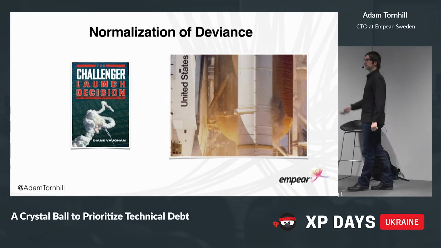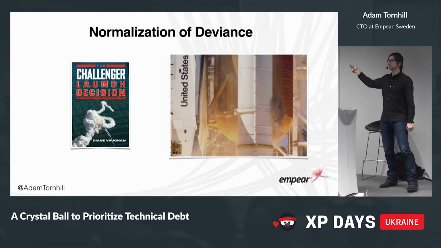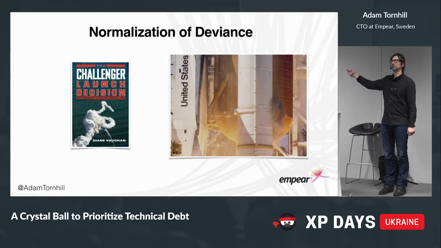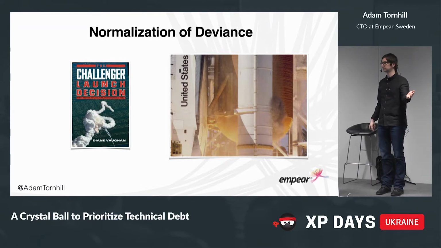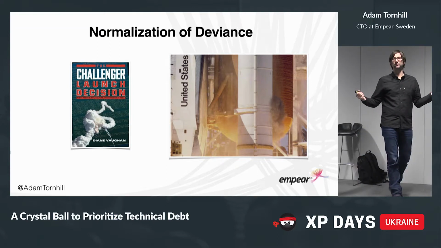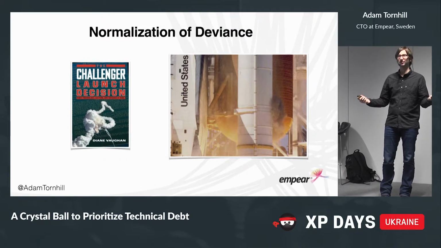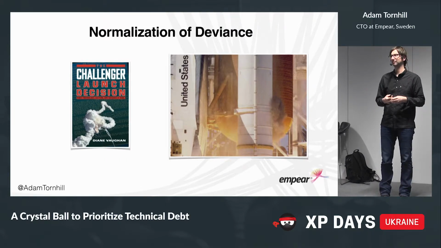So this is what Diane Vaughan calls the normalization of deviance. Each time you accept a risk, the deviations become your new normal. And I find this interesting because it's not about spaceships. This is about people. And we have plenty of normalization of deviance in software development too.